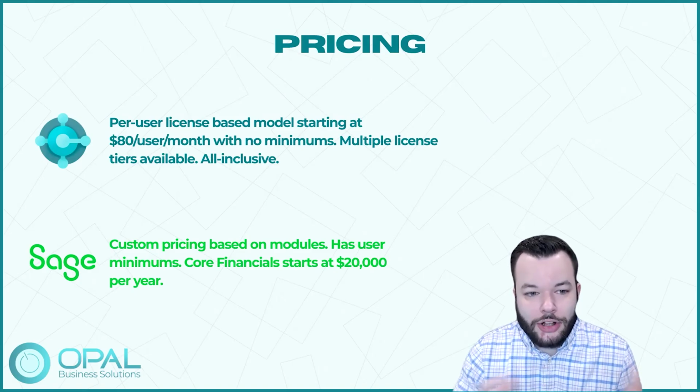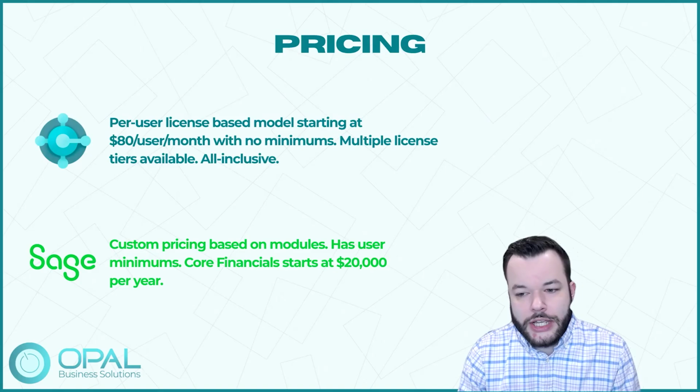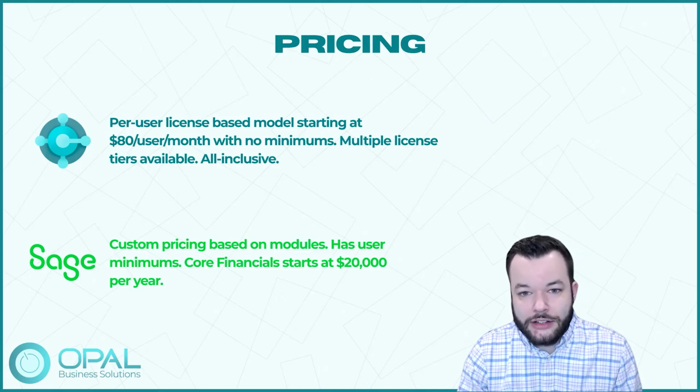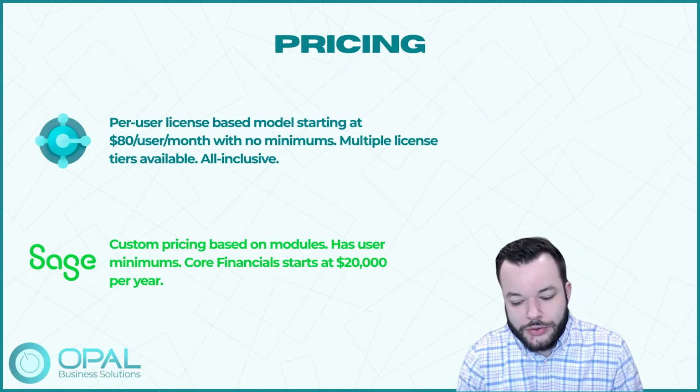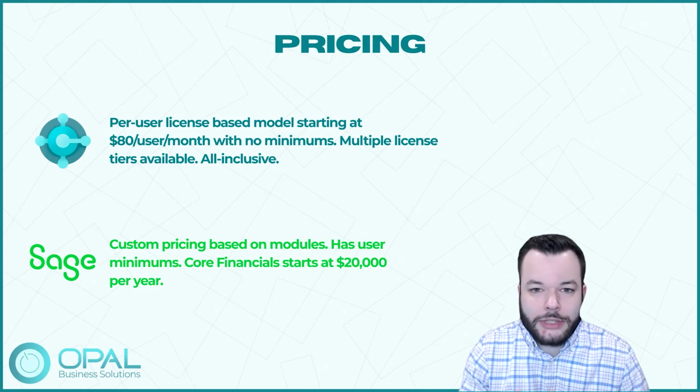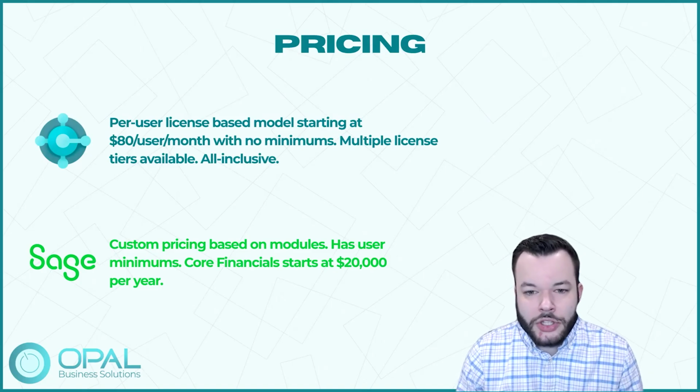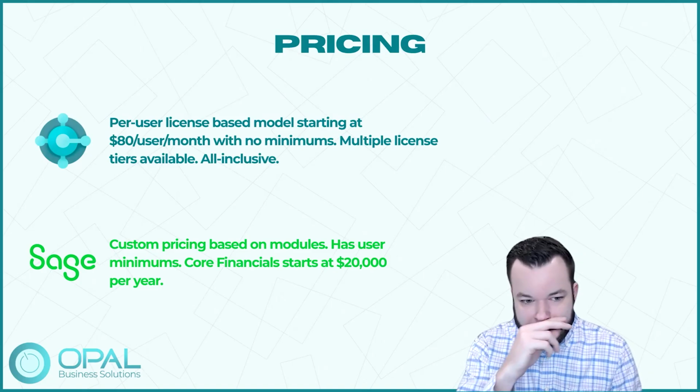So with that $80 per user per month, you get access to AP, AR, financials, everything inside of the financials. You have access to light assembly, to inventory management. Again, you get absolutely everything with those licenses.